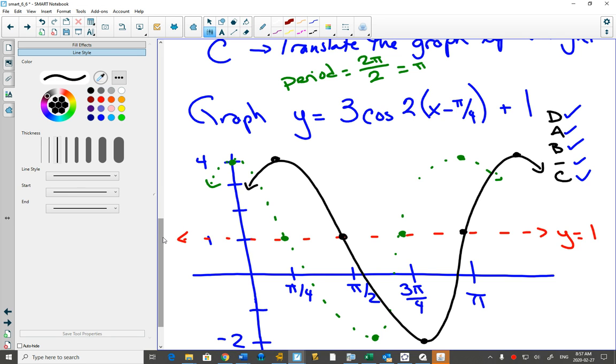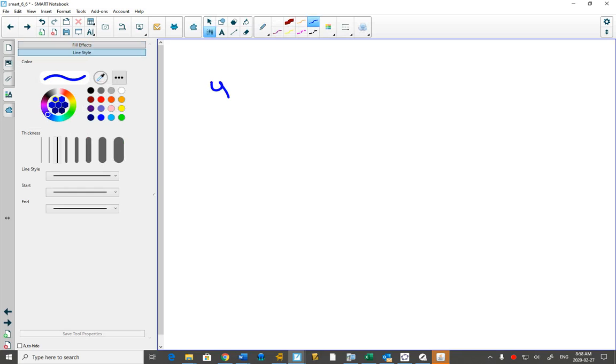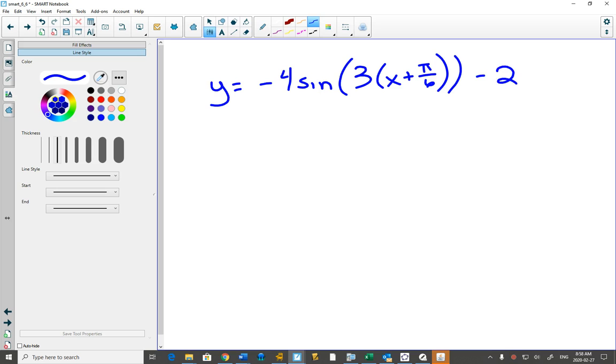Do you want to do one more example? We have examples in our notes as well, but do you want to do an extra one? Yeah? Okay. We'll do an extra one, and I'll add a negative out in front to see what that would do. So I'm going to go -4 sine, I'll keep it nice for now, sine 3 x plus pi over 6, switch it up, and -2.